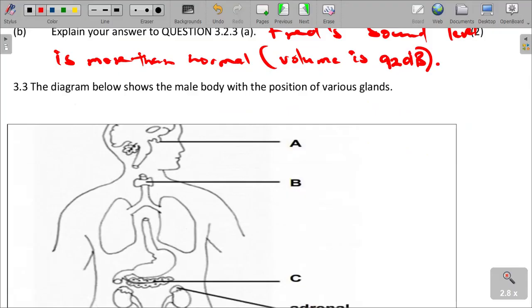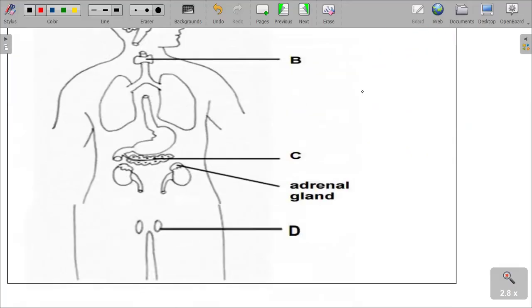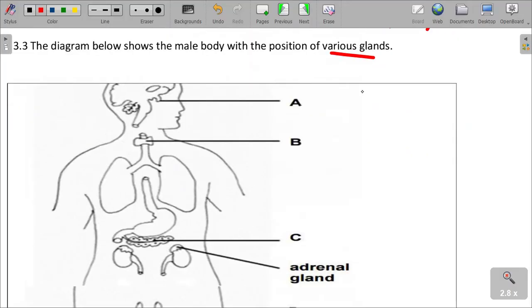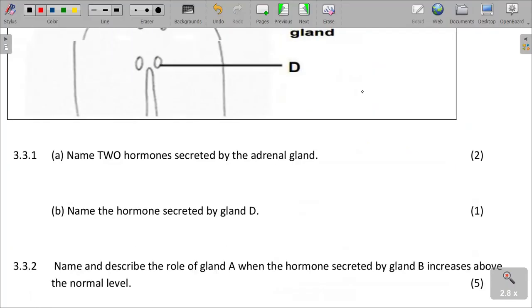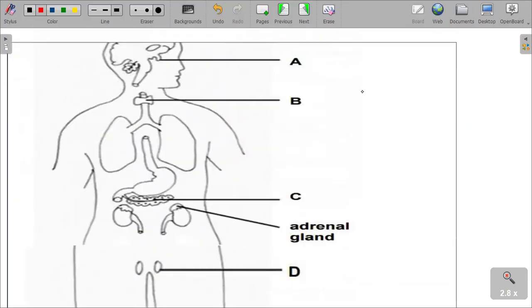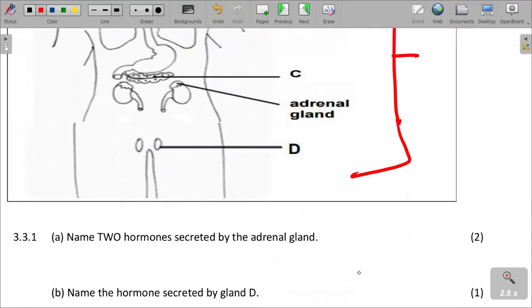And then we are given the diagram below showing the male body with the position of various glands. I said that this question is very common for it to come, because you should be able to identify glands and the hormones that they produce. So name the hormone secreted by the adrenal gland. The adrenal gland secretes adrenaline.